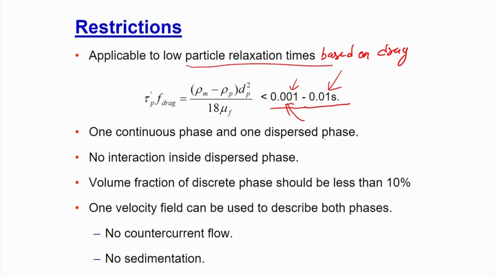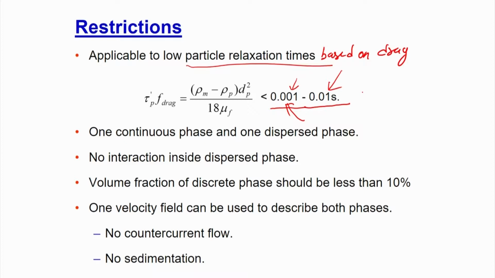But some books and research groups also say that it should be even less than 0.01, and it will be working fine. That is the way, and if I know about my system, I do not need to do the simulation, and that is why we define it in this way, as tau p prime into f drag. Because to calculate f drag, you have to calculate the Reynolds number, and for that you need the velocity inside, everything you need.